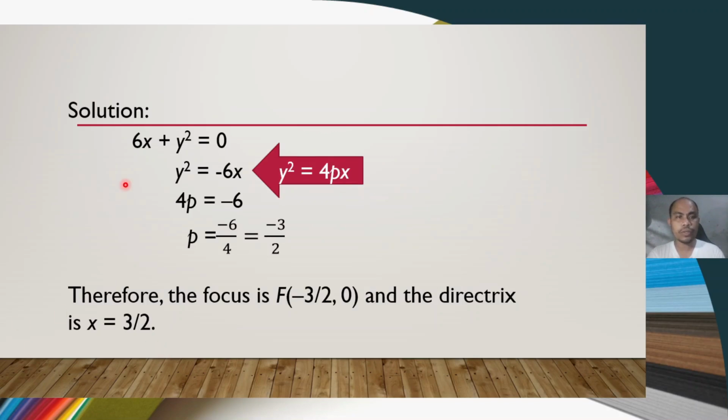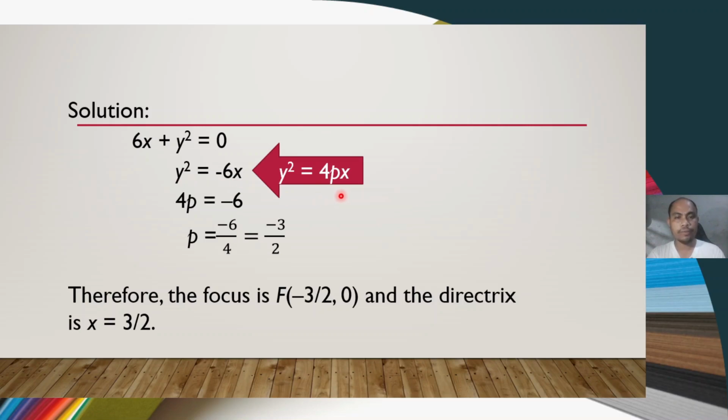Now, here's the solution. Our given kanina is 6x plus y squared equals to 0. So, kailangan we're going to solve first the standard form. Gawin natin standard dito. So, by the form, y squared equals to 4px. Kaya, we're going to substitute 6x in the right side. So, magiging y squared equals to negative 6x ang ating bagong equation. This is in standard form of y squared equals to 4px.